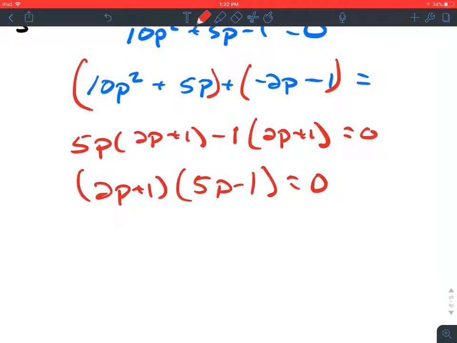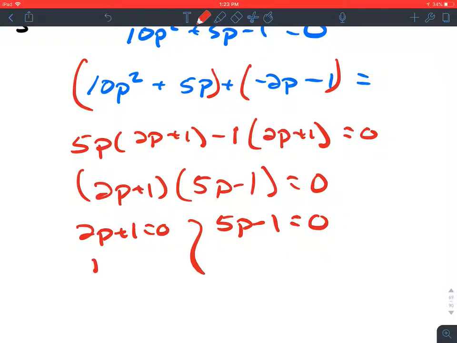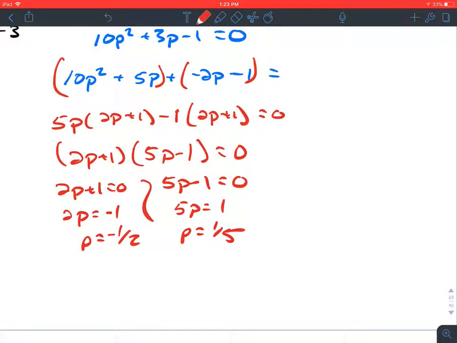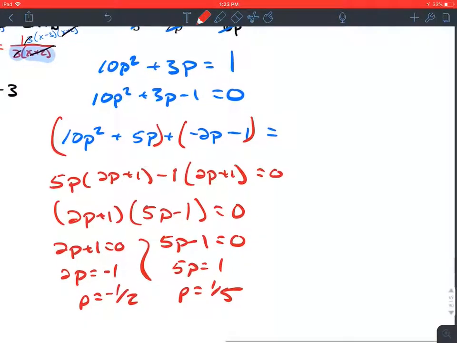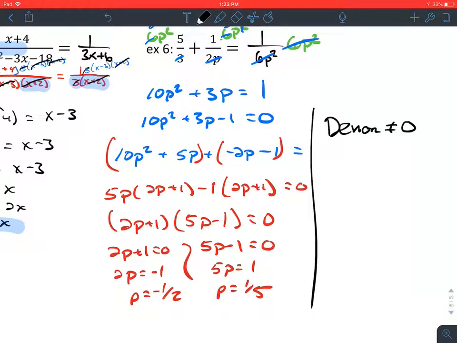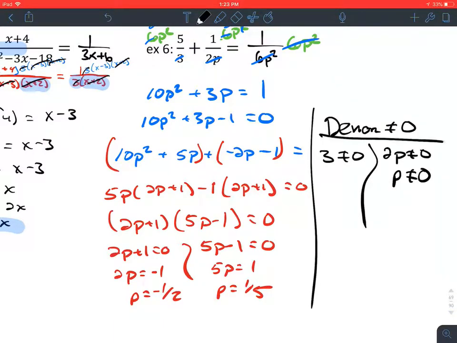Set each factor equal to 0. I get 2p plus 1 is 0, 5p minus 1 is 0. I'm going to end up with negative 1/2 and 1/5. Or I think that's my answer. I have to make sure that my denominator can't be 0. So 3 can't be 0. No kidding. 2p can't be 0, so that means p can't be 0. Doesn't conflict with my answer.